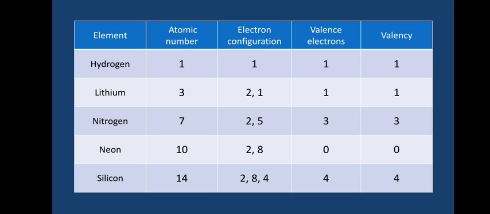Next, neon, which is a noble gas, a very non-reactive element, its atomic number is 10. So its electronic configuration is 2, 8. It has a very stable configuration. It does not need to form bonds, therefore valency will be 0. Next, silicon, its atomic number is 14. Its electronic configuration will be 2, 8, 4, and valence electrons are 4. So valency will also be 4. Likewise, you can do for different elements.